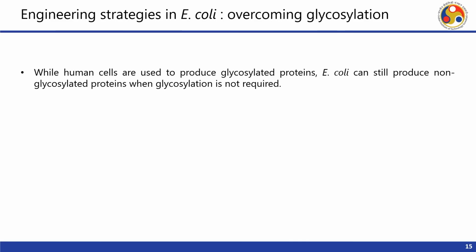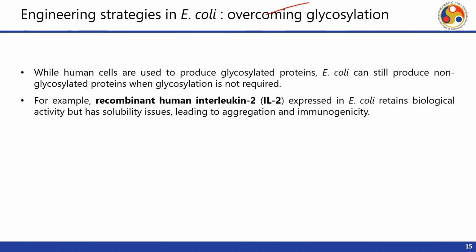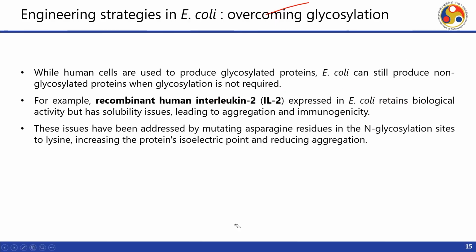So, we have certain engineering strategies in E. coli for overcoming glycosylation. While human cells are used to produce glycosylated proteins, E. coli can still produce non-glycosylated proteins when glycosylation is not required. For example, we have the recombinant human interleukin 2 or IL-2 expressed in E. coli which retains biological activity, but has solubility issues leading to aggregation and also immunogenicity.